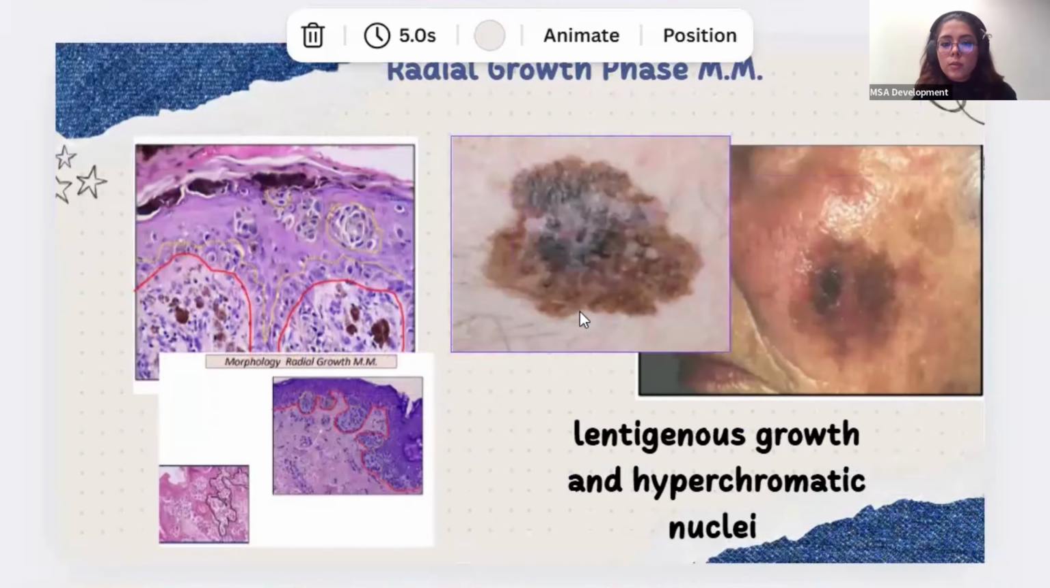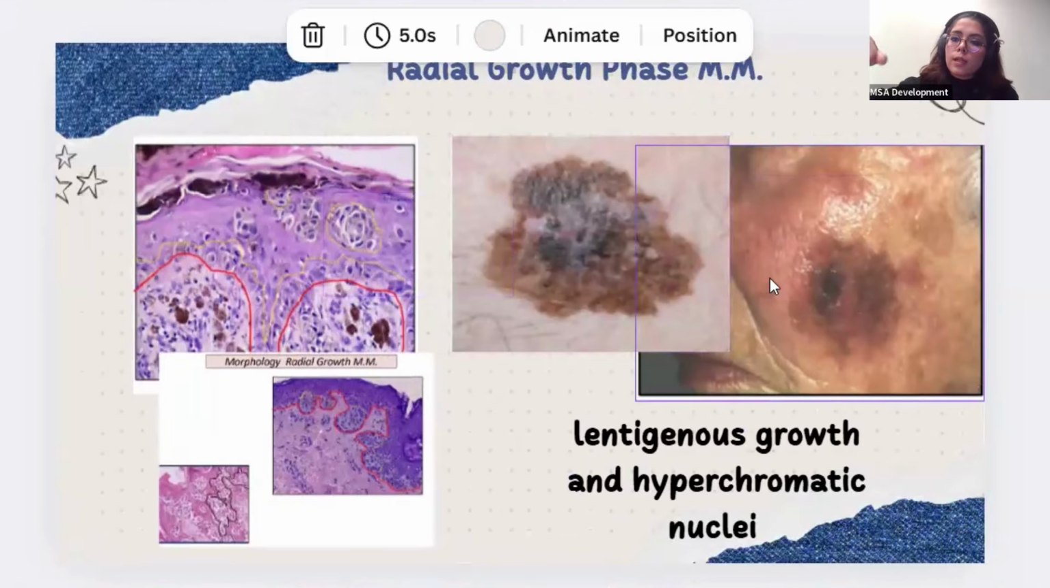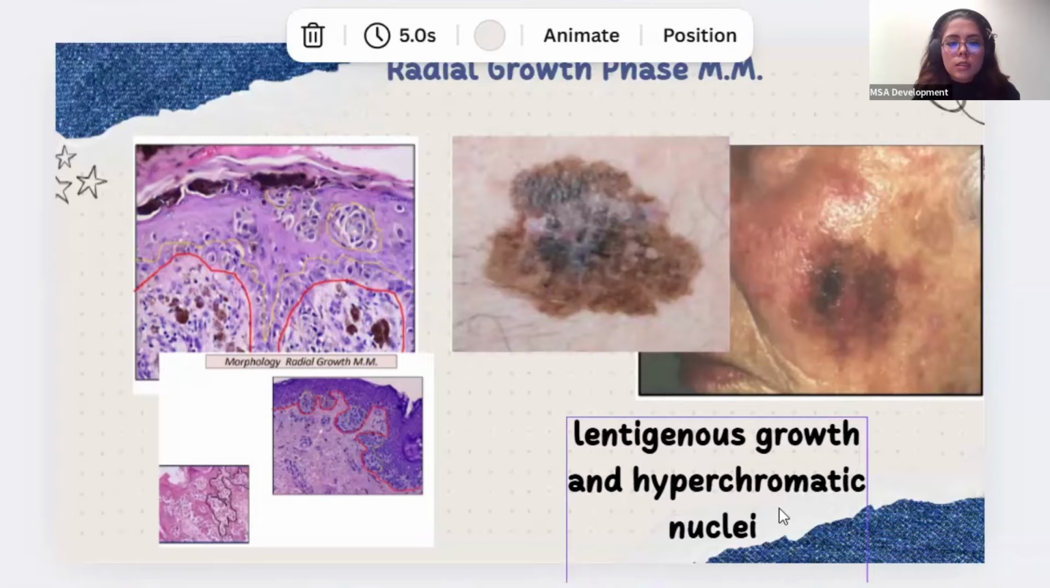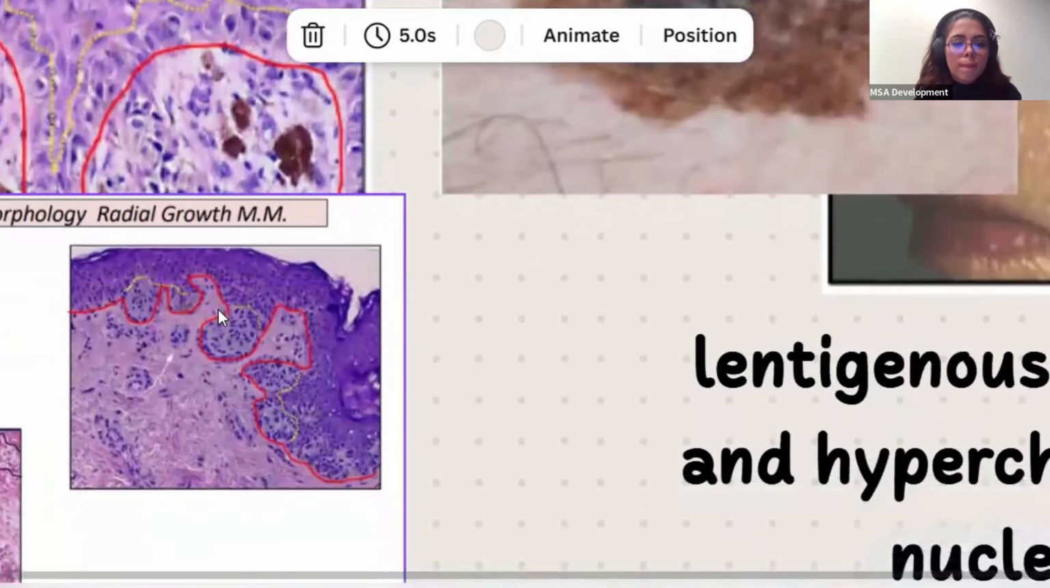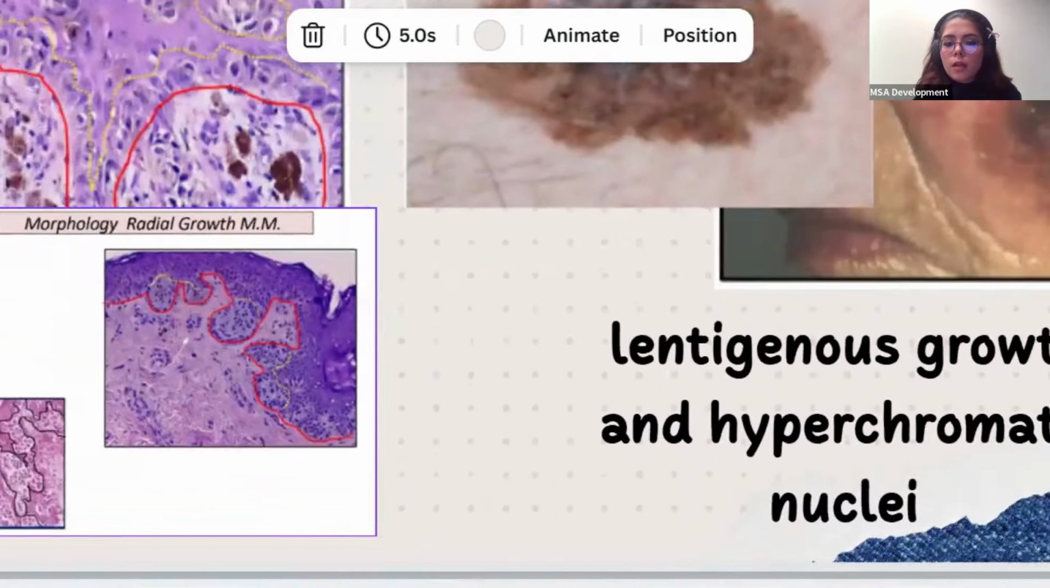Radial growth melanoma is what it looks like. It's spreading. Okay, it's like pancake batter when you put it on a pan, it just spreads and doesn't go down. Lentiginous growth and hyperchromatic nuclei. This is what it looks like.